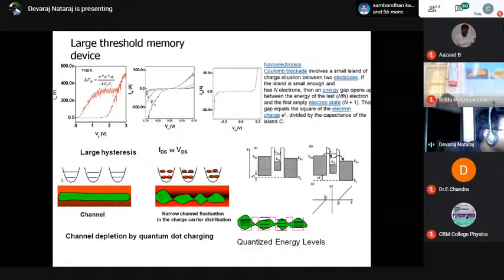Now, suppose you have many more quantum dots on the quantum wire, what will happen?